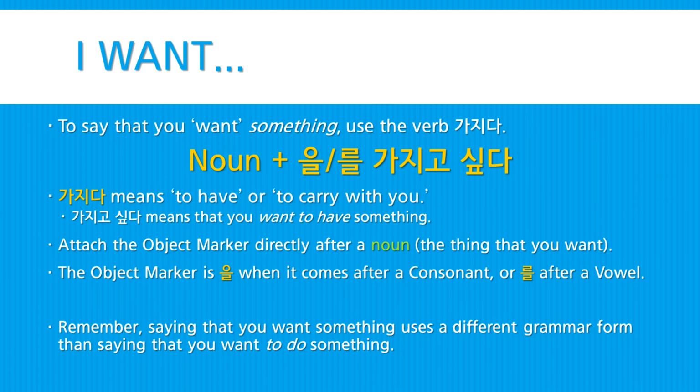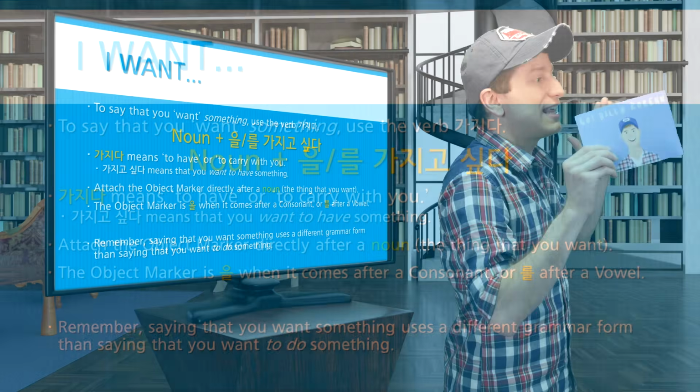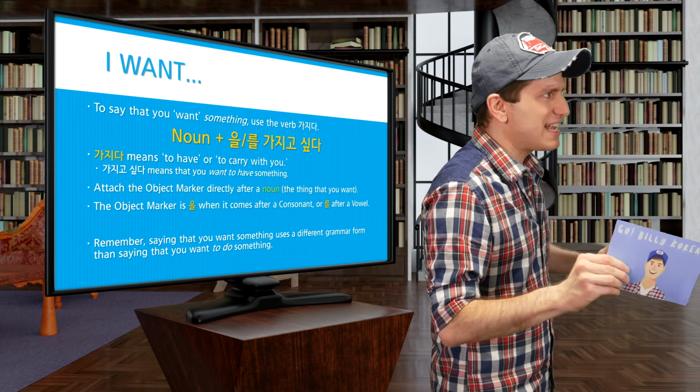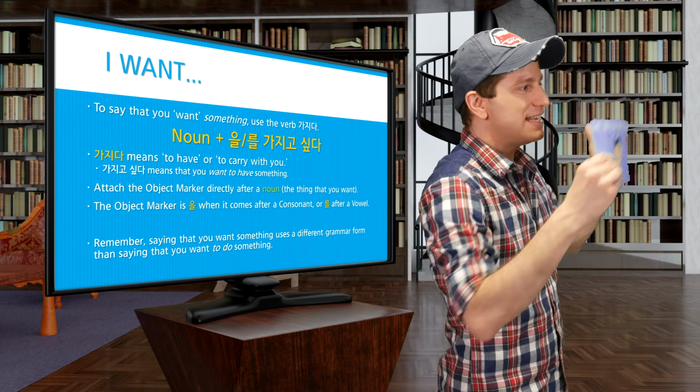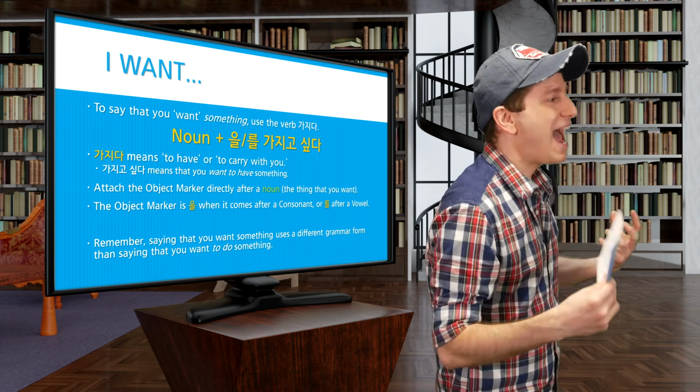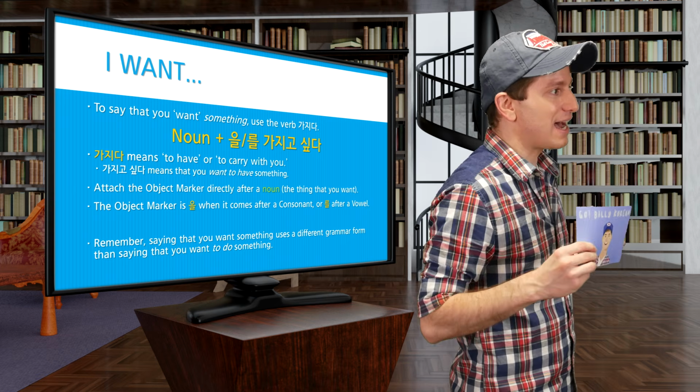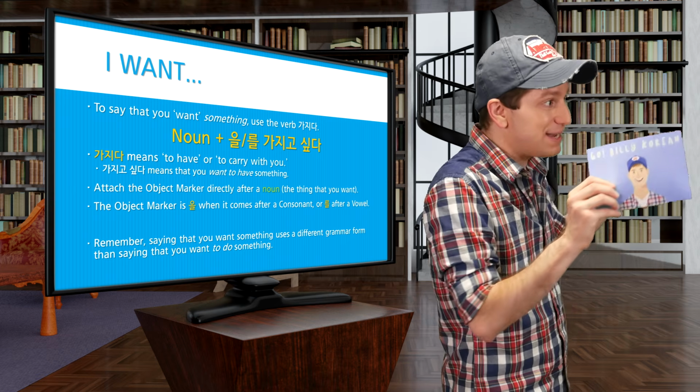So we're going to mark it with the object marker, which is 을 after a consonant or 를 after a vowel. So you'll first say what it is you want, which is the noun, followed by the object marker, and then 가지고 싶다, and then you'll conjugate 싶다. Note that this uses different grammar from saying that you want to do something. This is only the way to say that you want to have something. Literally, 가지다 means to have. So make sure to keep them separate.